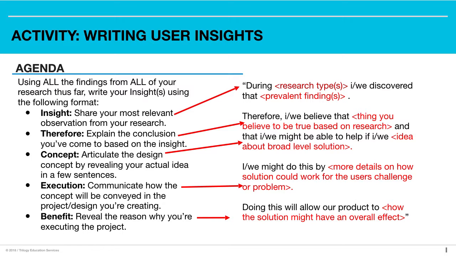Then we're going to go to the therefore. So therefore, we believe that thing that you believe based on research, and that we might be able to help if we can. And then you put your umbrella, like, broad idea, right? Then you get really into the depth with the concept, and you might say, "We might be able to do this by," and that's where you detail it. And then you get into the benefit. "Doing this will allow the product to," and then talk about how the solution would have an overall effect on not just the main user, but anybody else, or the environment, or whatever else it would affect.